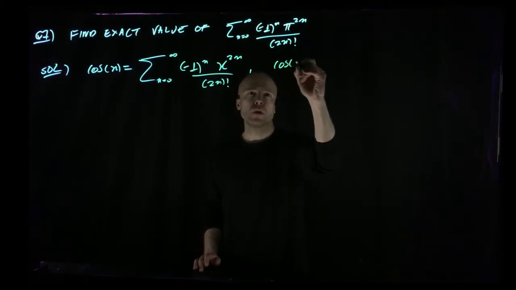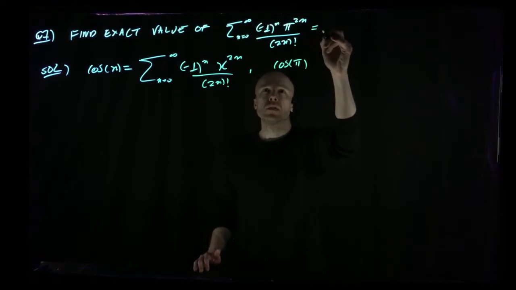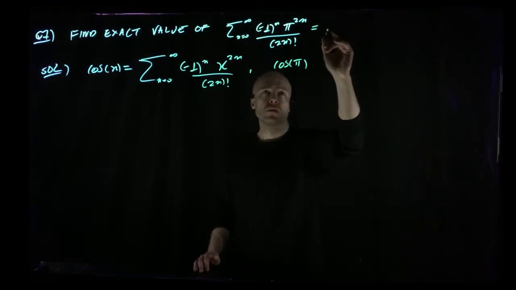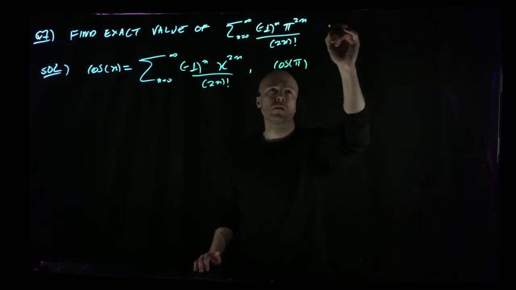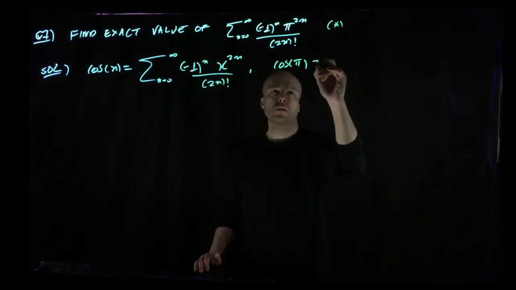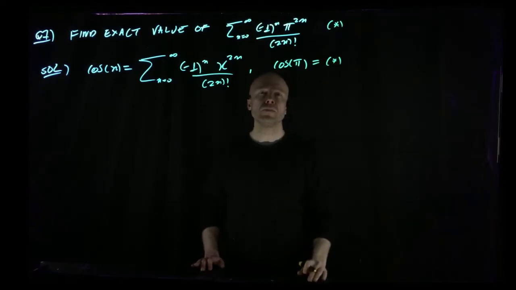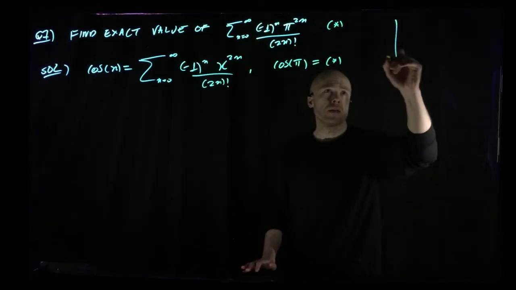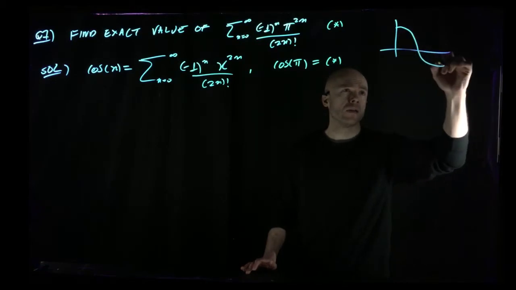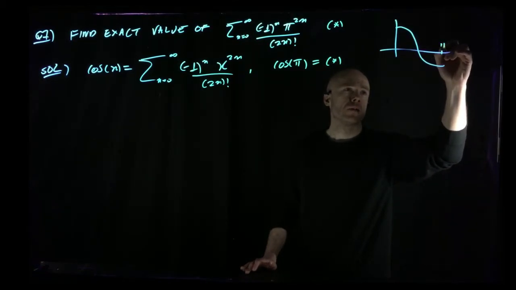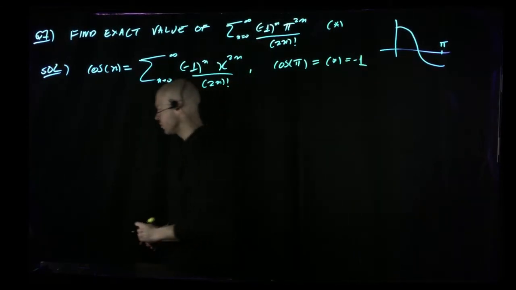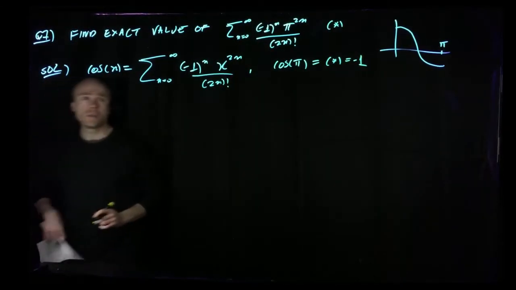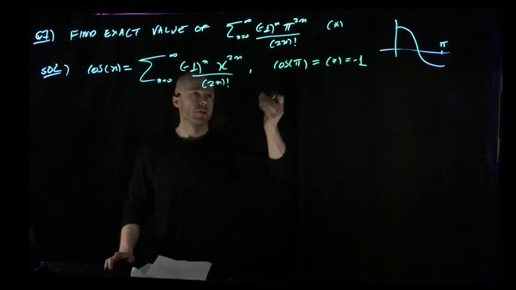So cosine of pi, let's call this thing star, is equal to star, right? And what is cosine of pi? We have the picture of cosine in our head. Cosine of pi is minus 1. So that's it. Very quick, very easy if you know what this question is getting at.